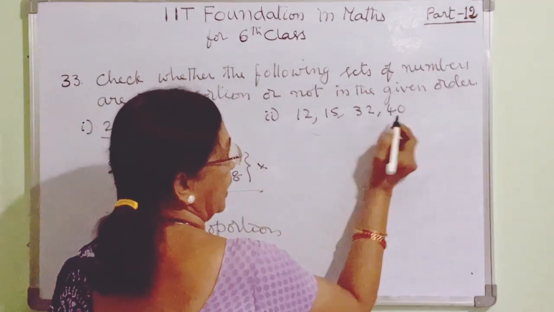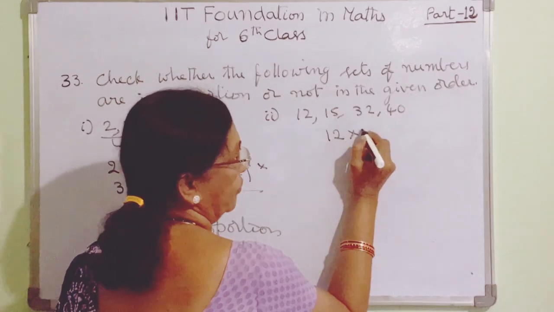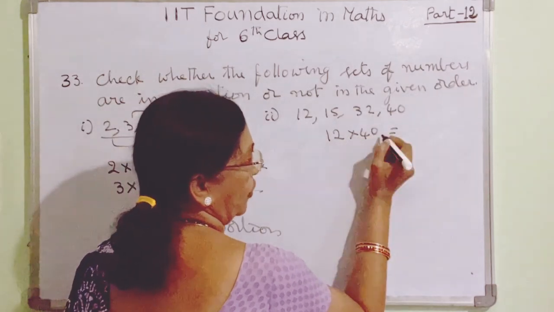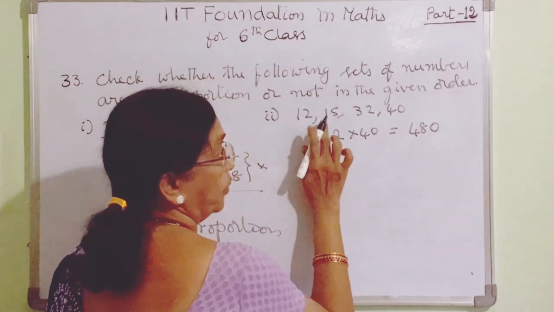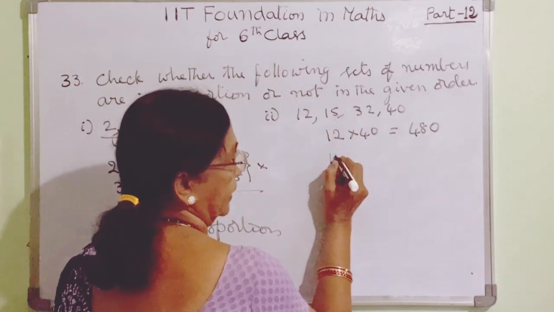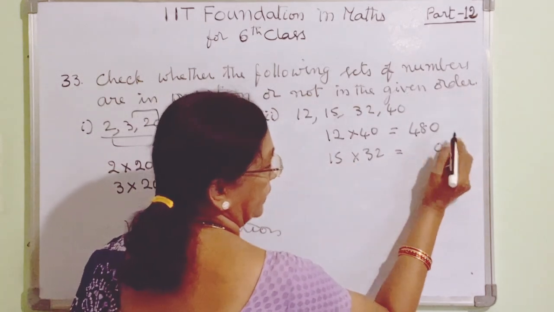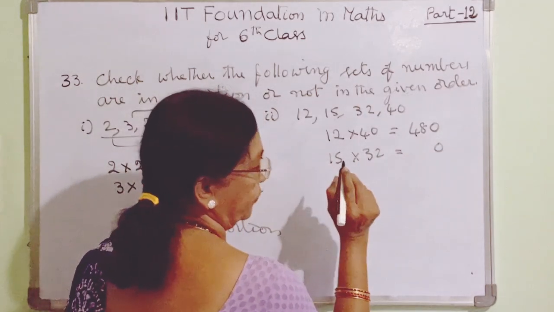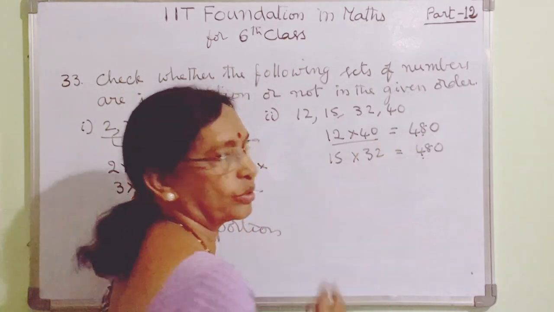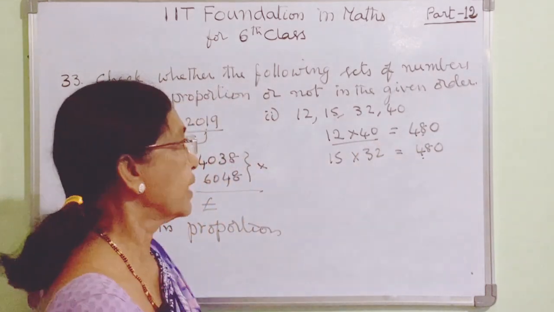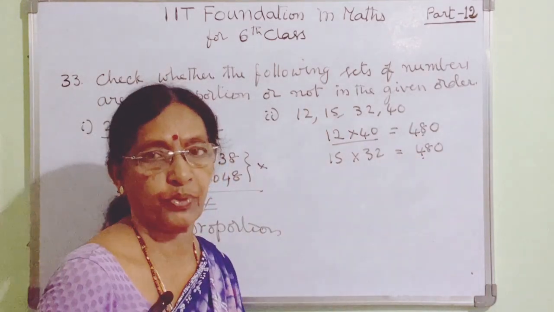Here the extremes are 12 and 40. The product of extremes 12 into 40 is equal to 12 zeros 0, 12 fours 48, so 480. Next, the product of means 15 into 32 is equal to 15 twos 30, 15 threes 45 plus 3, 48, so 480. So the product of extremes is equal to the product of means. Therefore, these 4 numbers in the same order are in proportion.